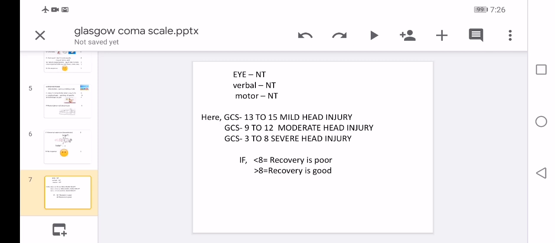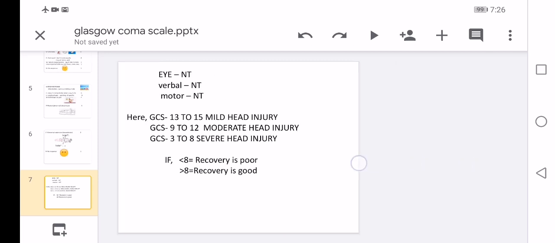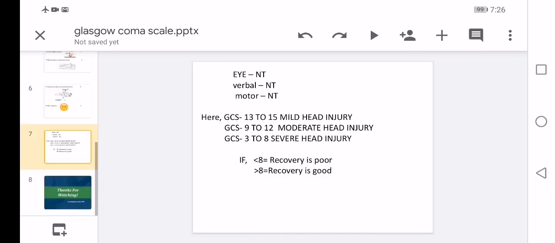Here, Glasgow's Coma Scale between 13 to 15 is a mild head injury. And 9 to 12 is a moderate head injury. 3 to 8 tells about a severe head injury. Overall, for prognosis, if the score is less than 8, the patient's recovery is poor. And if the grade is greater than 8, the recovery rate is good. So these are the conditions to be assessed in the patient with Glasgow's Coma Scale. Mainly it is important for a 5 marker, and do some elaboration, that is your interpretation.